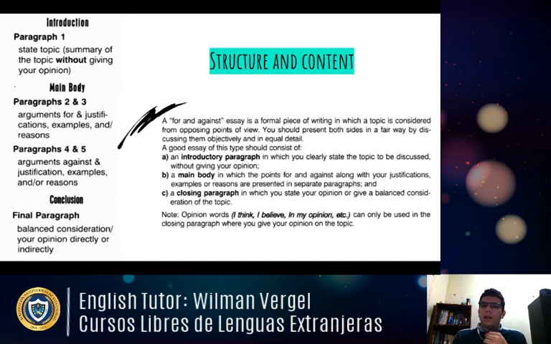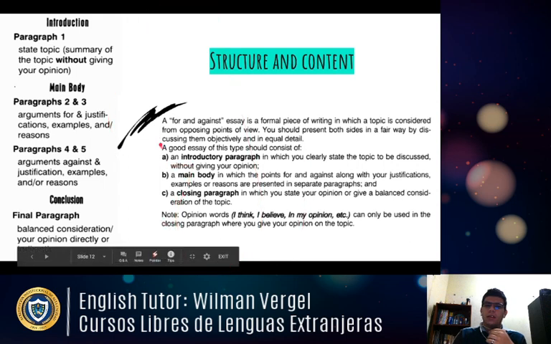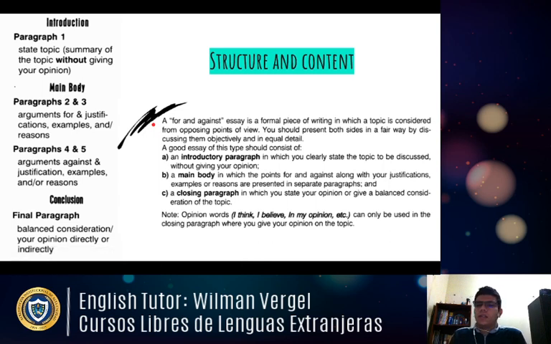Well, in terms of content, as you can see here, oh my god, it's not working properly. Let's see. Okay, here it says a for and against essay is a formal piece of writing in which a topic is considered from opposing points of view. You should present both sides in a fair way by discussing them objectively and in equal detail.